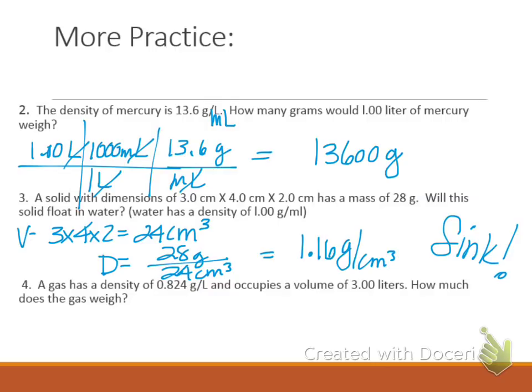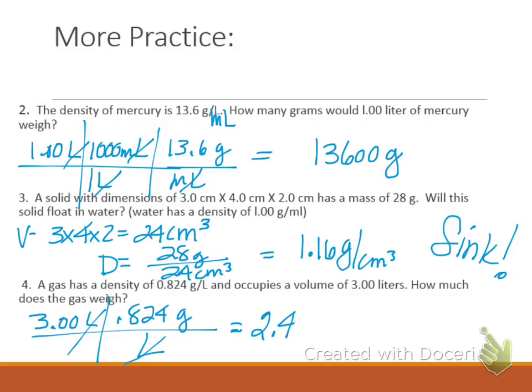A gas has a density of 0.824 grams per liter. That is an appropriate number for grams per liter, and it's a gas. It occupies a volume of 3 liters. How much does it weigh? So 3.00 liters times 0.824 grams per liter. Liters cancel. Let me finish, and then I know what you were going to ask. What does that come out to be? 2.47 grams. We're going to go with that.